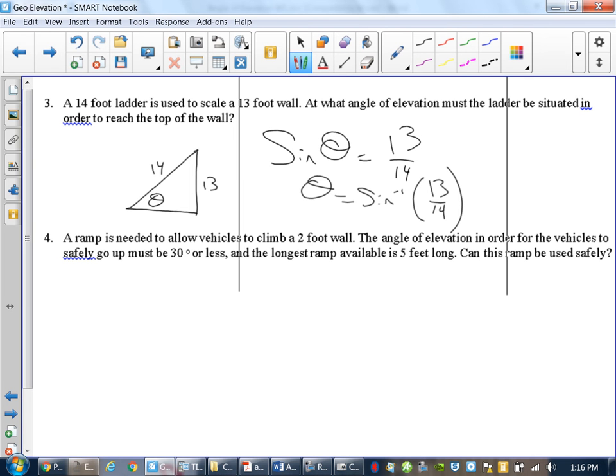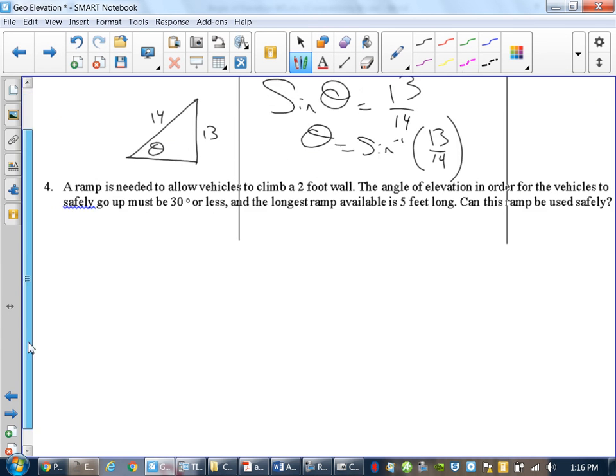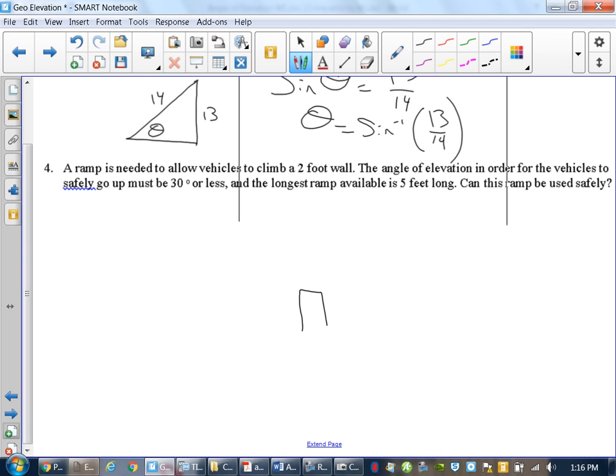Guys, and then lastly, before we run out of here, a ramp is needed to allow a vehicle to climb a 2-foot wall. The angle of elevation in order for the vehicles to safely go up must be 30 degrees or less. The longest ramp available is 5 feet. Can this ramp be used safely? So here's what happens. You've got a 2-foot wall. You have a 5-foot ramp. What angle are you finding? Well, we know this has to be a right angle. This one isn't it. So it has to be what trig function? Sine again.